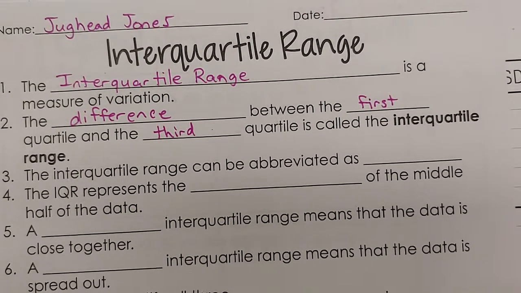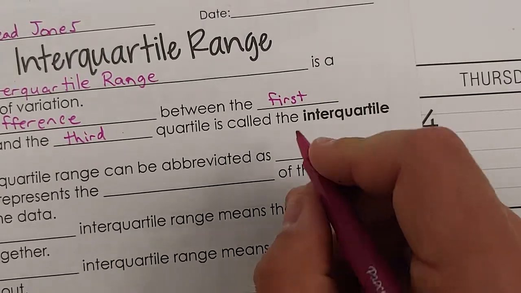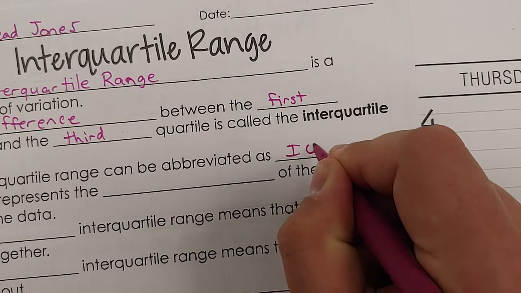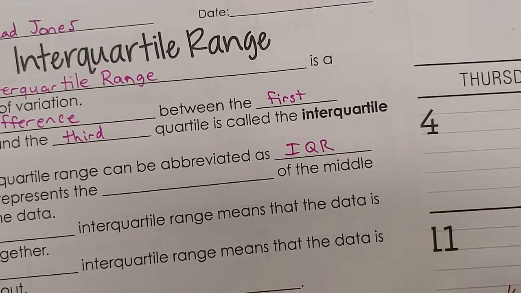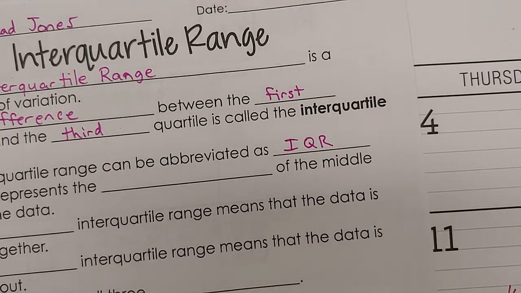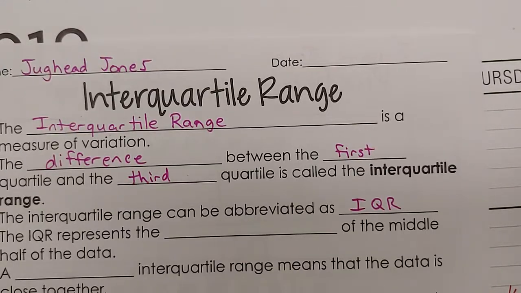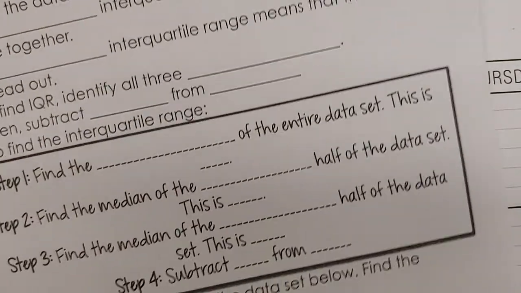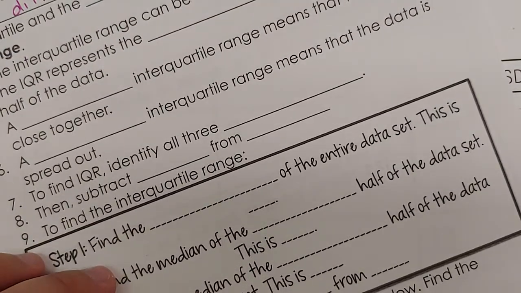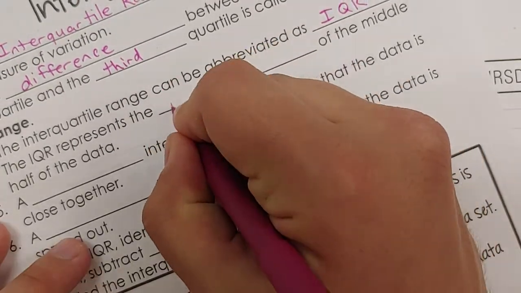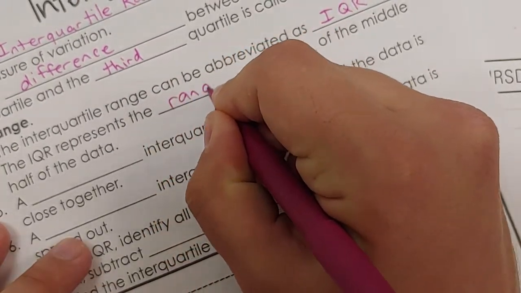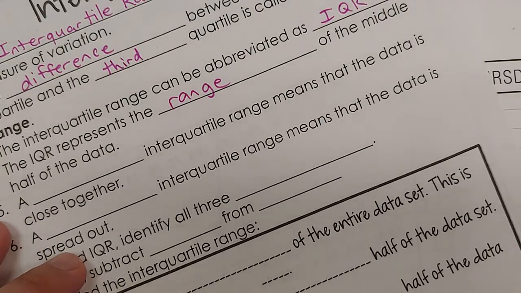The interquartile range can be abbreviated as IQR. So if we have any papers or write any more notes and we just put IQR, this is what we're talking about as the interquartile range. The IQR represents the range of the middle half of the data.